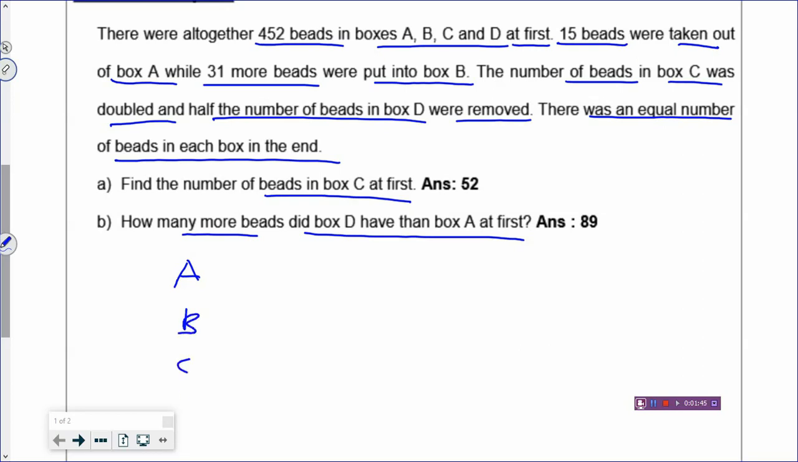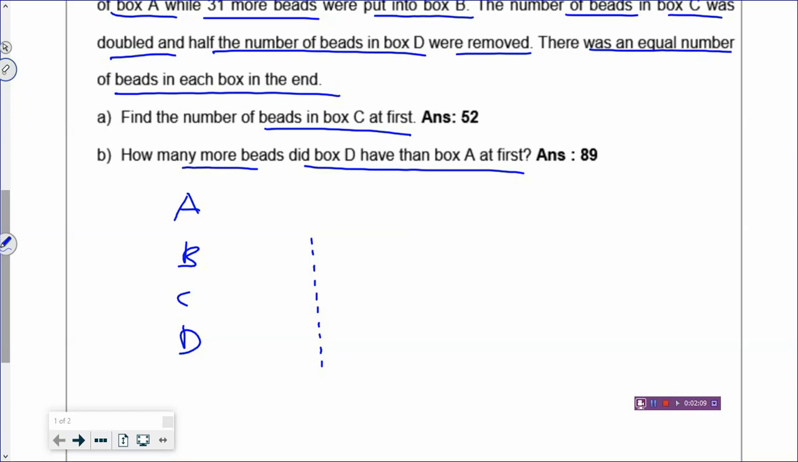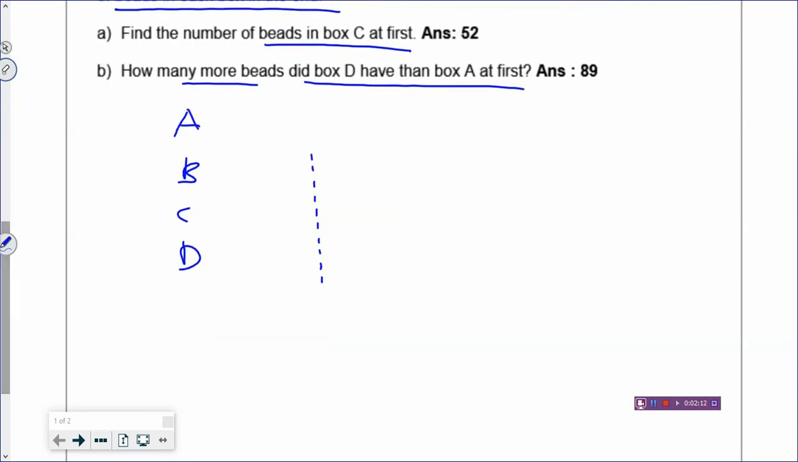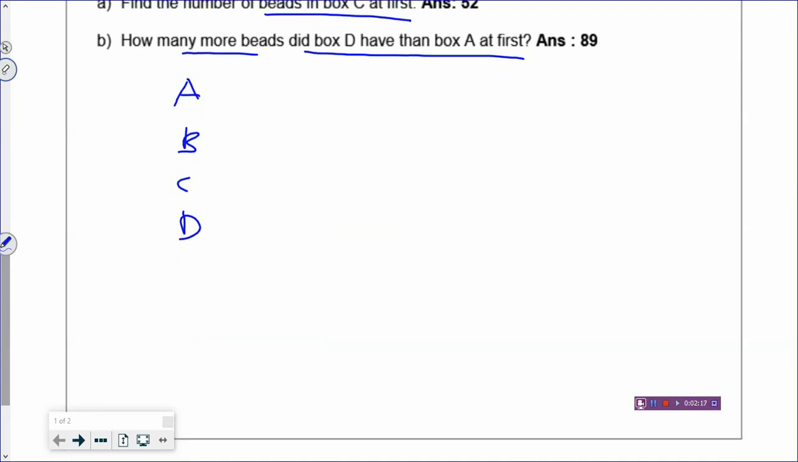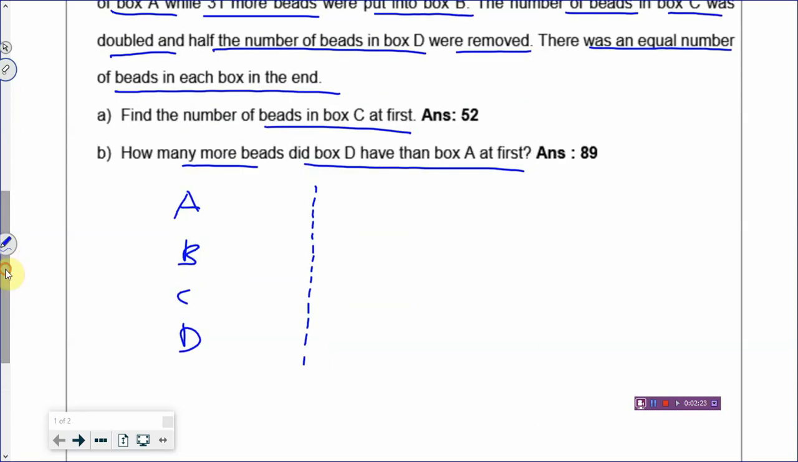Because there are 4 boxes, I can put A, B, C, D, right, 4 boxes. And there were altogether 452 bits in boxes A, B, C, D at first. So the first sentence, if you can't draw, you jump. Now 15 bits were taken out of box A. Before I draw the model, I would like to show the equal concept, the dotted line first, so that when you draw your model later, after, this is like a before and after problem. So when you draw the after model, your after model should be until the dotted line.